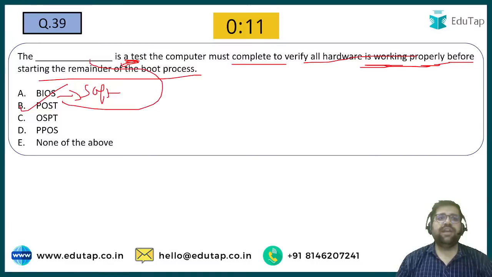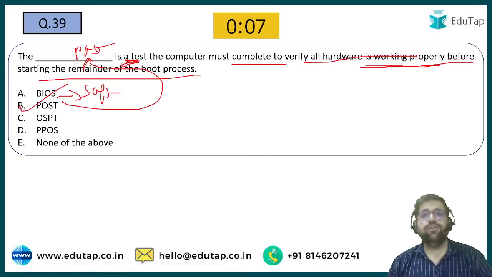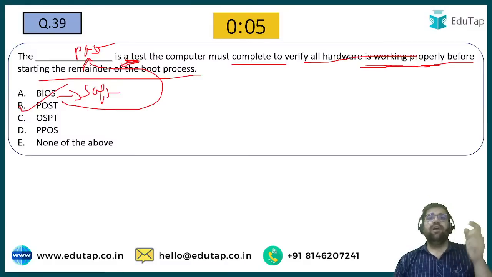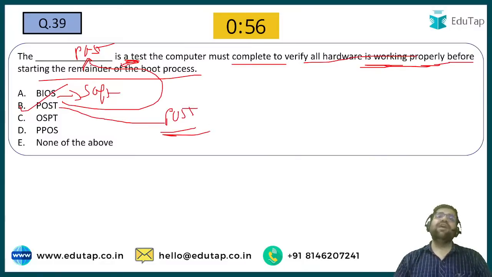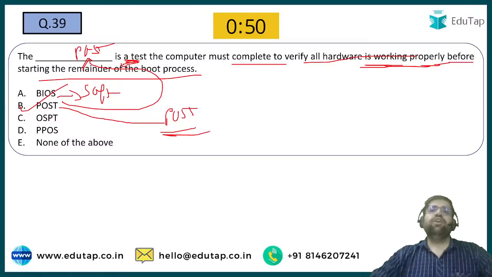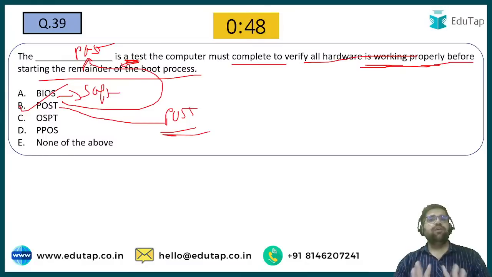POST is a kind of test. What is POST? It refers to Power On Self Test. P for power, O is on, self test. When you are restarting, the computer will do POST. The computer will do a kind of self check, or self testing, wherein the computer will check whether all the components of the computer are working well or not.